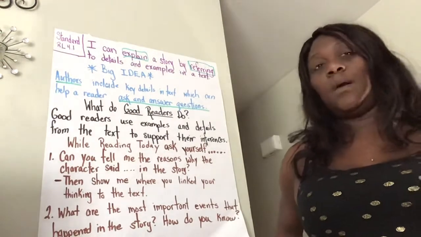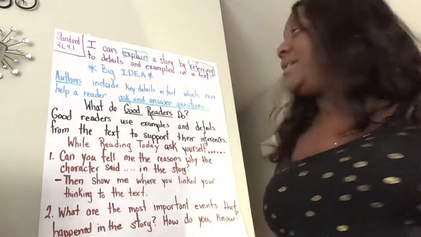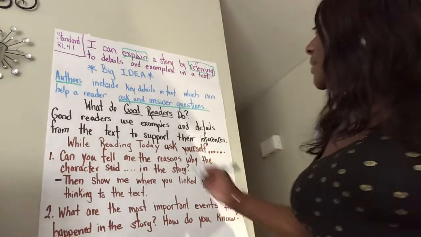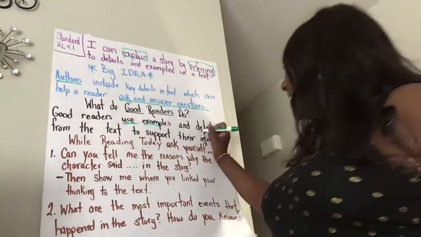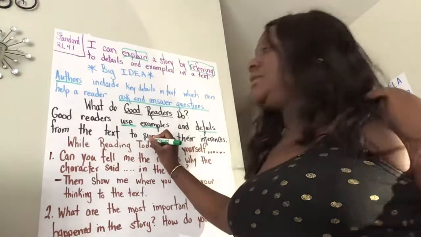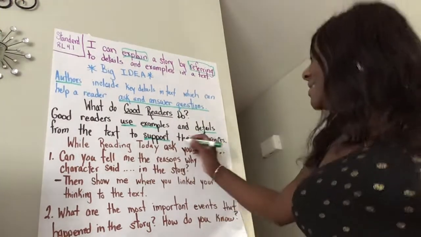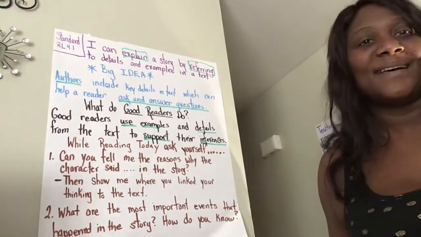So I did tell you all we were working on inferencing, and now we know what good readers do. What do? We use the examples. Yes, and the details. Thank you. To do what? To support. To support what? Inferences. Awesome.